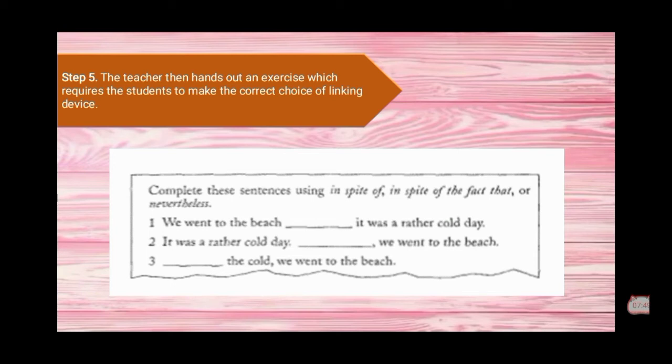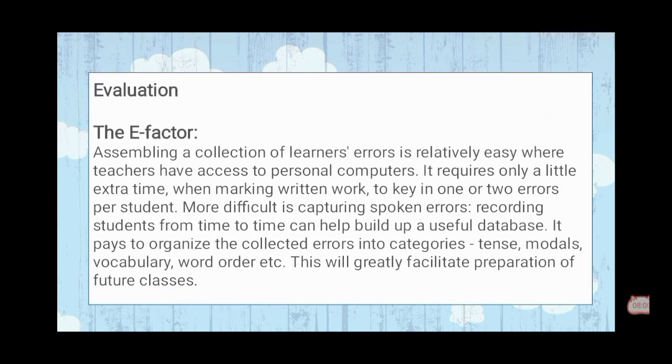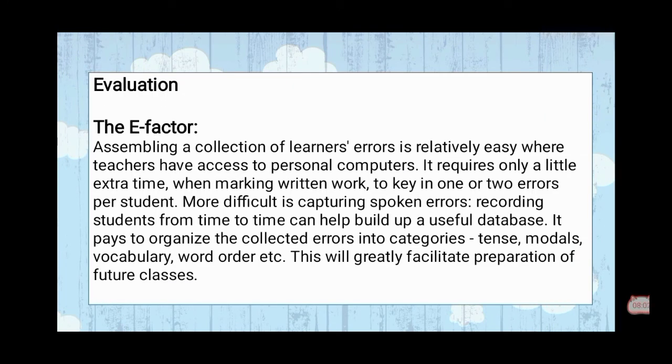Number 3, blank the cold, we went to the beach. So it is in spite of the cold, we went to the beach. That's it. So now, let's proceed to the evaluation. So we have the 2 factors, which is the E factor and the A factor. So the E factor first.